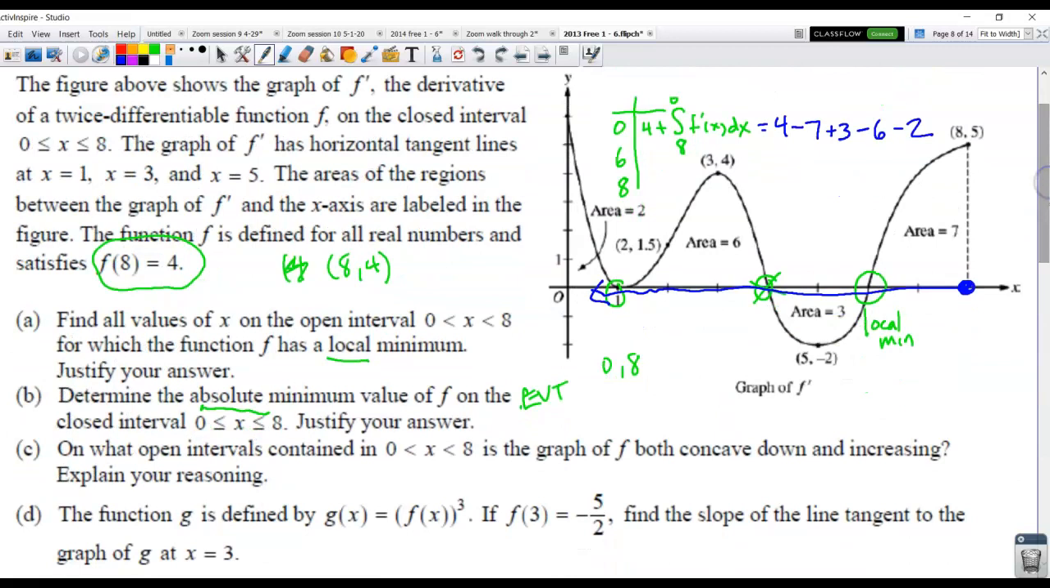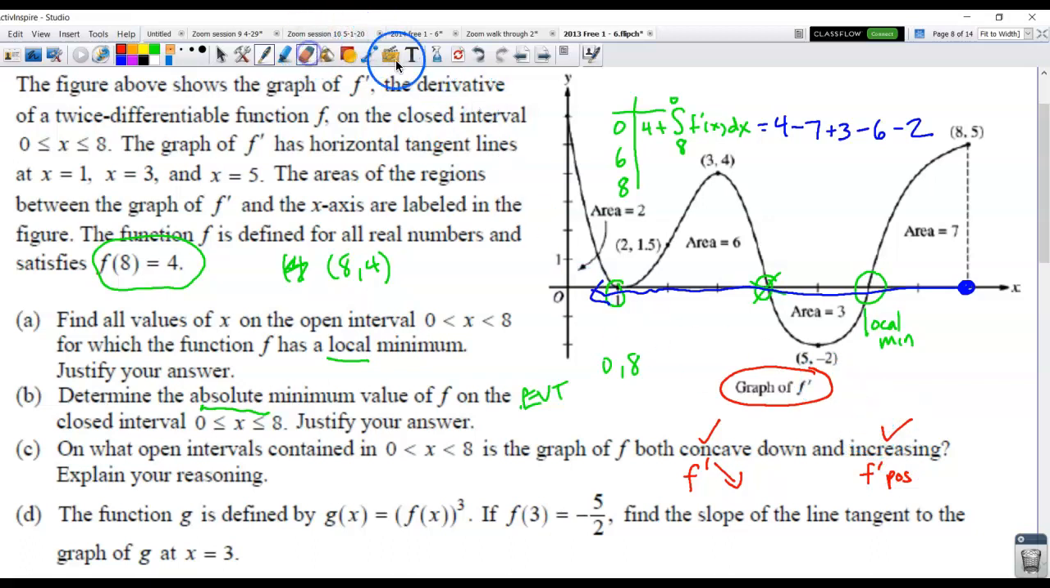A lot of this is all about me sheet stuff. And then we're going to go to letter C. What open intervals contained from 0 to 8 is the graph of f both concave down and increasing? Now remember, we have a first derivative graph, so let's think about first derivative and concavity. Wherever f prime decreases, f is concave down. Wherever f prime is positive, f increases. So we're looking for this graph.